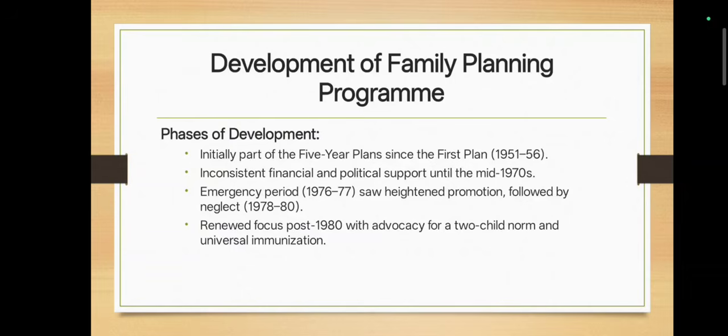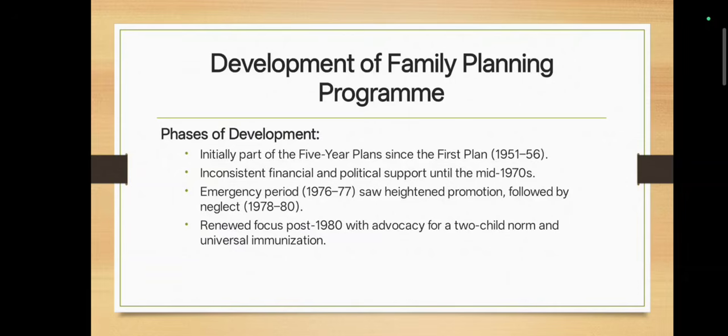Development of program. Let's start with phases of development. Family planning was included in India's 5-year plans starting from the first plan in 1951 to 1956. However, financial and political support was inconsistent until the mid 1970s.